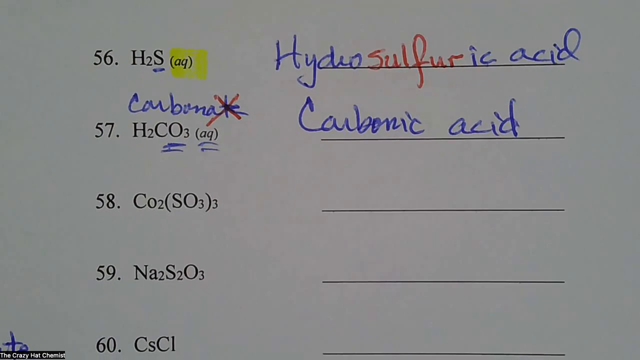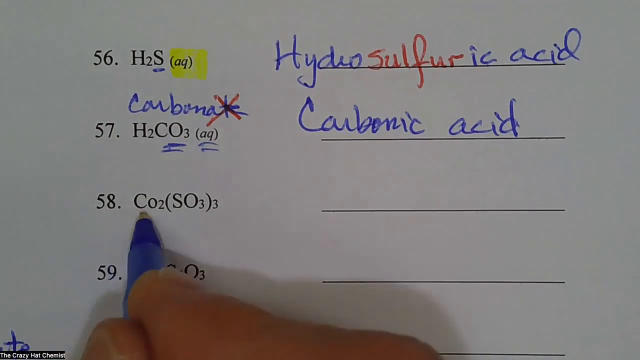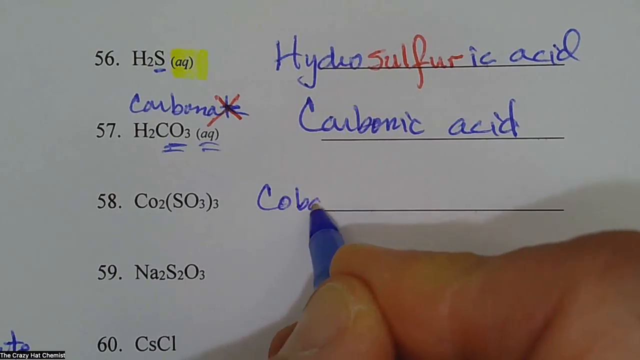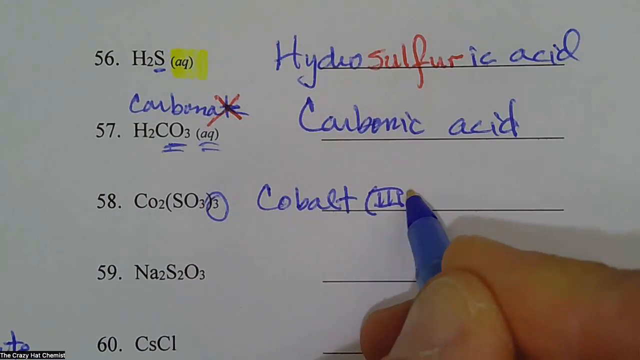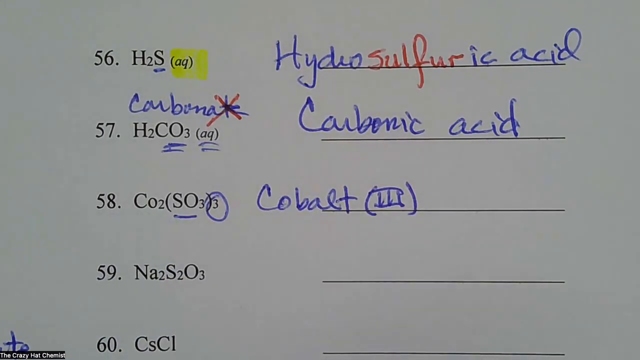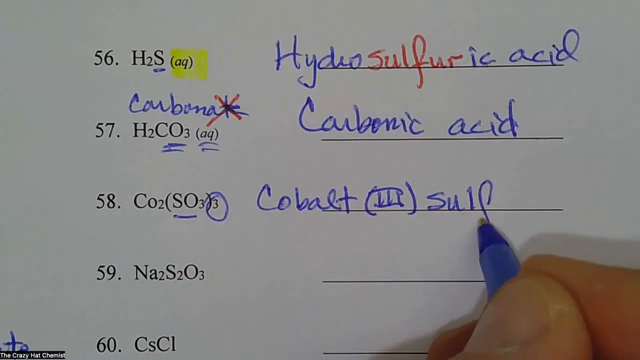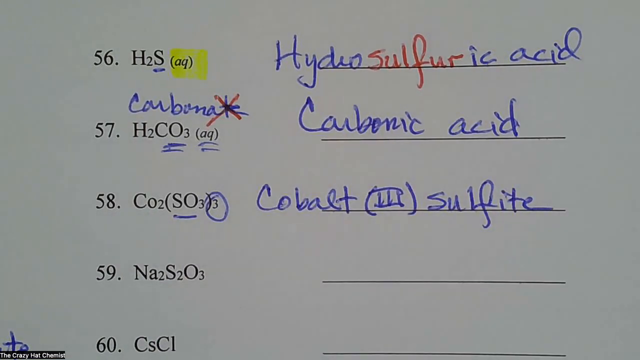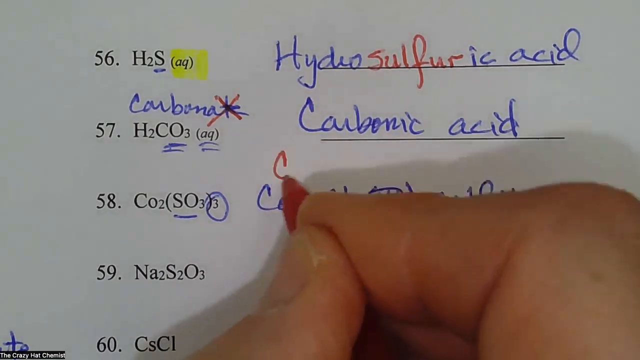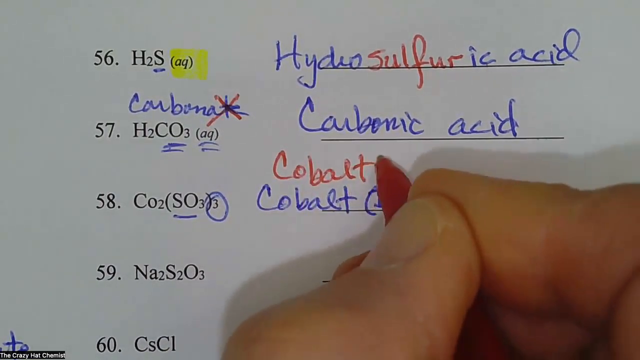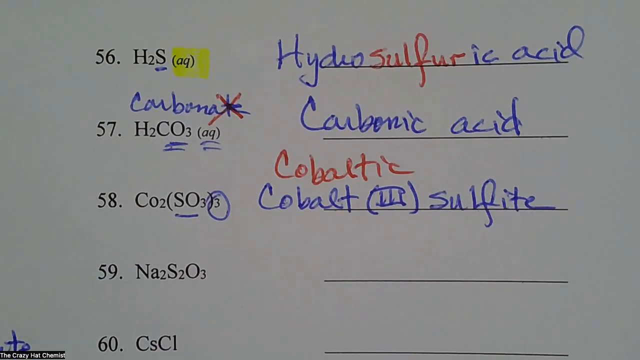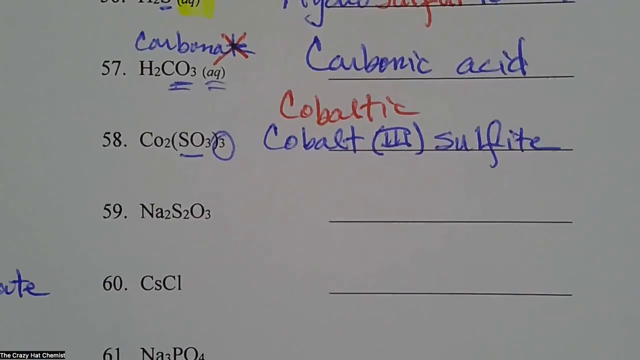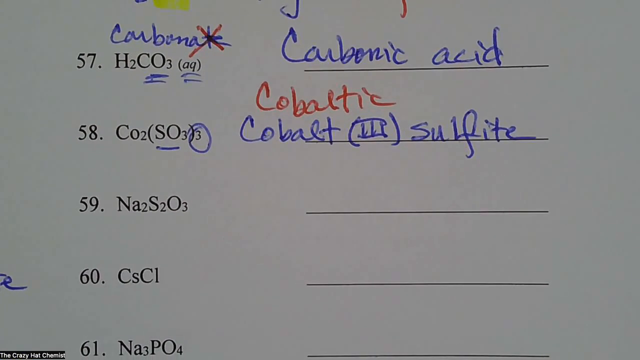Now we are on to the next one, number 58. And so this is cobalt. And it's Roman numeral 3. And sulfite. That's a polyatomic ion. Or this is otherwise known as cobaltic. Okay. All right, fantastic. And we're going to keep on going here with number 59, scrolling this up a little bit here. There we go.